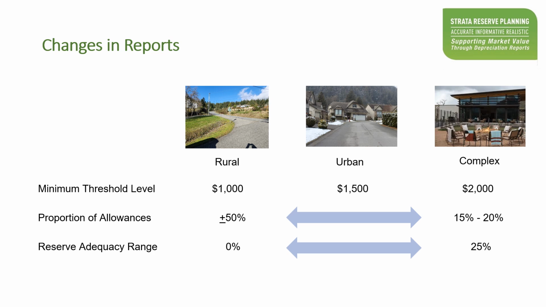Of course, there has to be a mandatory depreciation report or contingency reserve fund contribution under the act that was changed recently, so that would get above zero. As we get into the more complex ones, the reserve adequacy range goes as high as 25%, like it would in a typical apartment building in British Columbia. And then the urban would, of course, fall somewhere in the center.